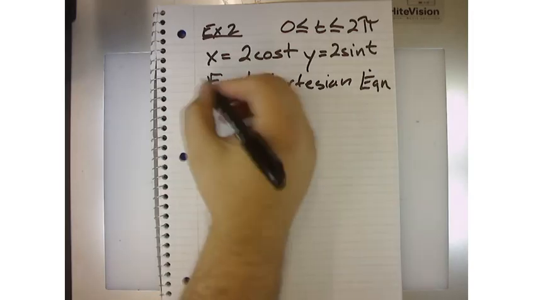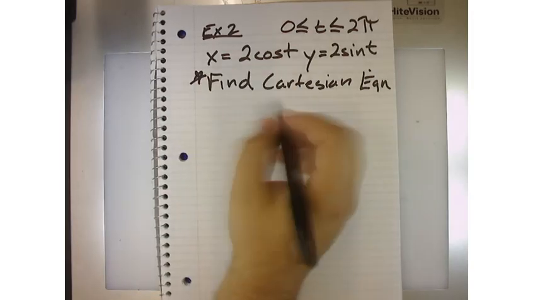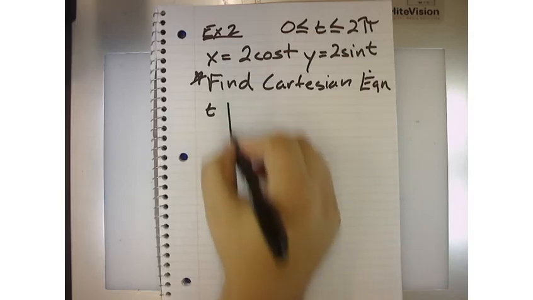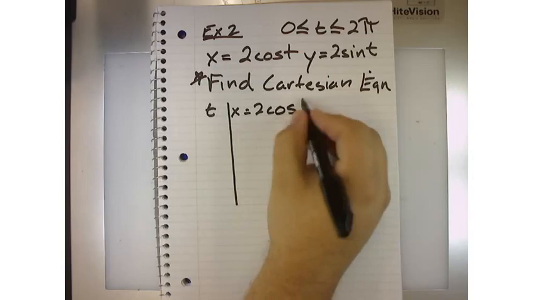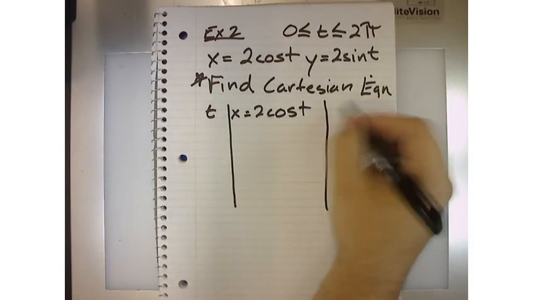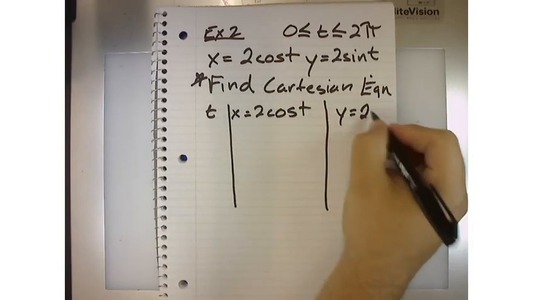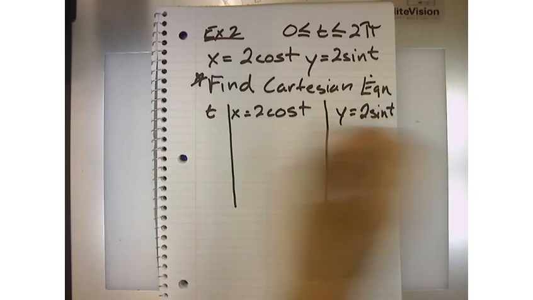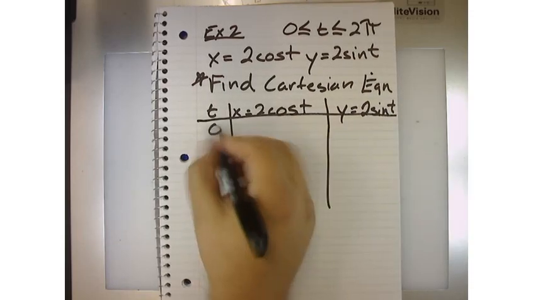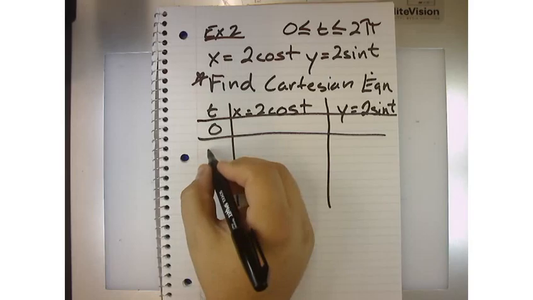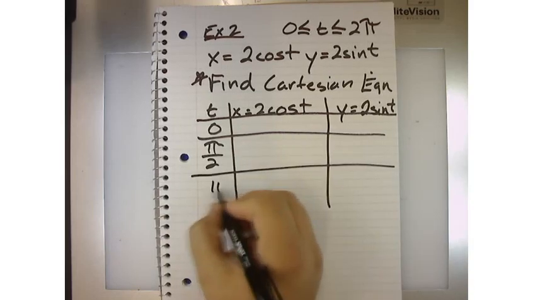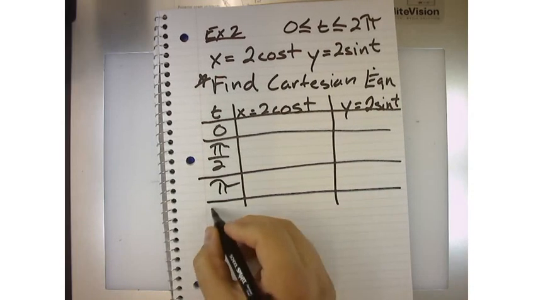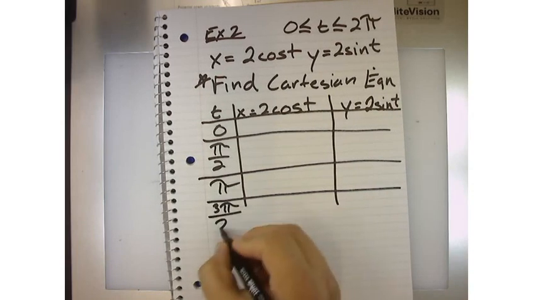So what we want to do, so then x is equal to 2 cosine of t. Y is equal to 2 times sine of t. And so we'll just plug in some random values, the same ones that we used before, and 3 pi over 2.